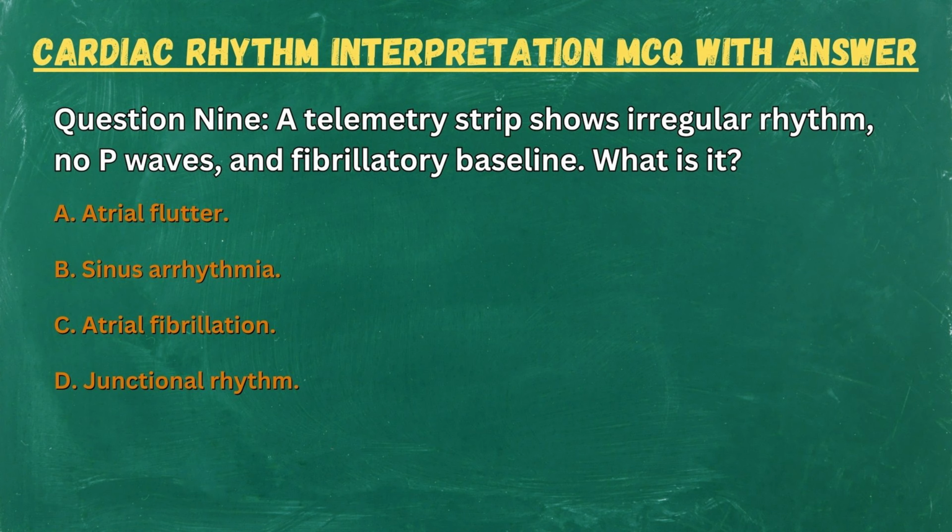Question 9. A telemetry strip shows irregular rhythm, no P waves, and fibrillatory baseline. What is it? A. Atrial flutter. B. Sinus arrhythmia. C. Atrial fibrillation. D. Junctional rhythm. Answer: C. Atrial fibrillation.